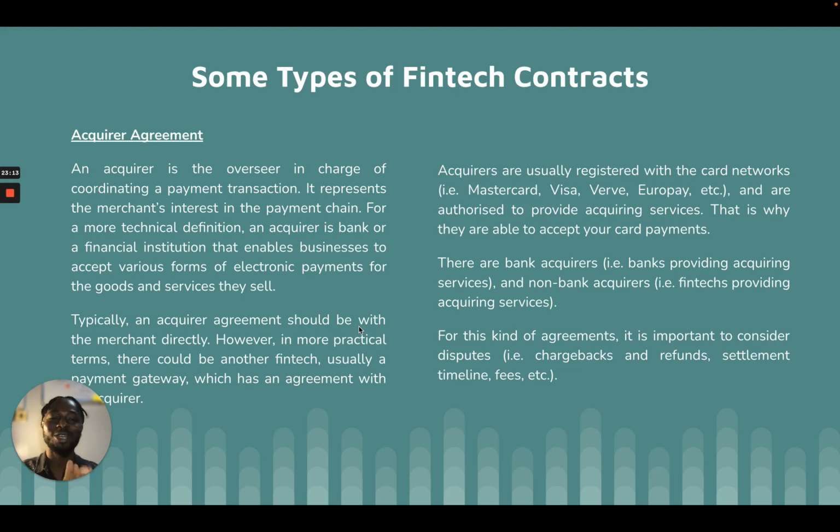Ensure that the money is deducted from the issuer, from the card holder or the sender, and is received by the receiver. That's exactly what acquiring card transactions means. So there are bank acquirers, like I said, and there are non-bank acquirers, these are fintechs. Now, for this kind of agreement, that's acquirer agreements, it's important to consider disputes. Remember we talked about this earlier: chargebacks, refunds. You also need to consider settlements, timelines, fees, and all of that when you are thinking about this kind of agreement. You need to know as the merchant, when will I receive my money? How long would it take? What are the fees that you will charge me?